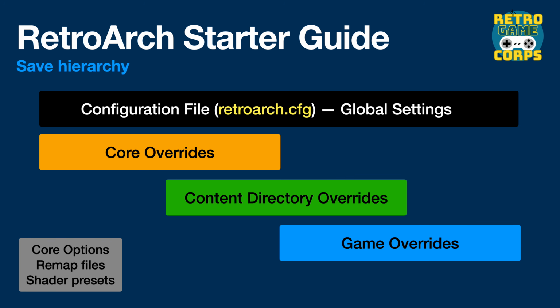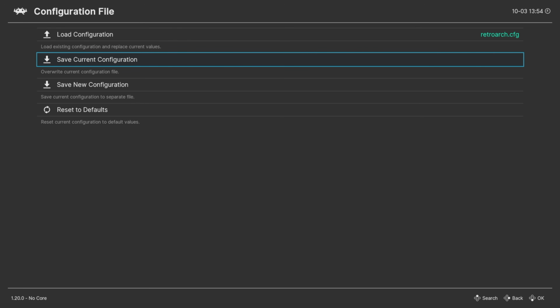Now, beyond the configuration file, there are what they call overrides, and these are going to be specific to the core and the content directory and the game itself. We'll talk about each of these here in a minute. But for now, just bear in mind that when I'm saying that you're going to change a configuration file, it's going to change all the settings for all of RetroArch.